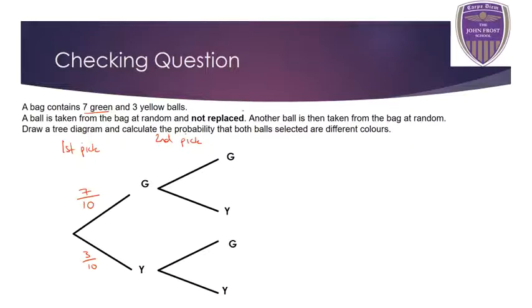But this is really important in this question. It says that after the ball is taken the first time, it's not replaced the second time. So for every one of these probabilities now, it's not going to be out of 10 anymore. It's going to be out of 9. Because whatever has happened here, whether we've taken a green or yellow the first time, that ball has not been put back into the bag. So when you do the second pick, there's only 9 balls to choose from because you've taken one out on the first pick.